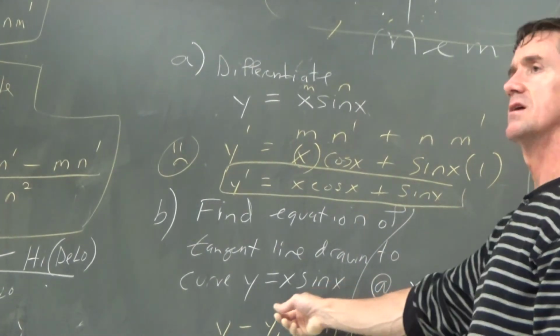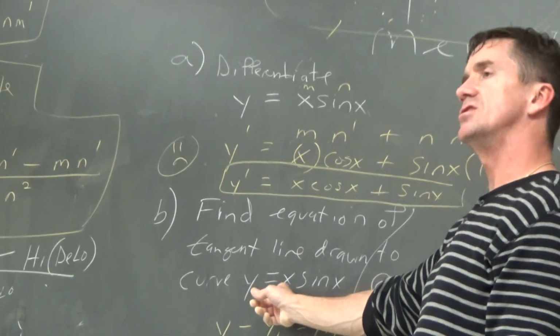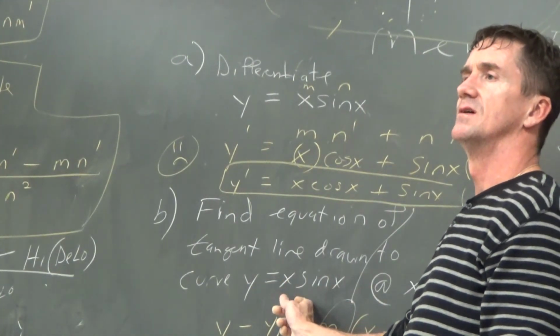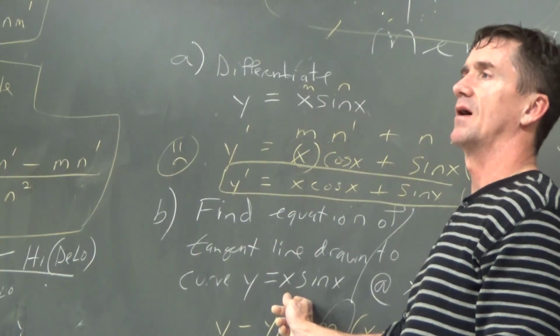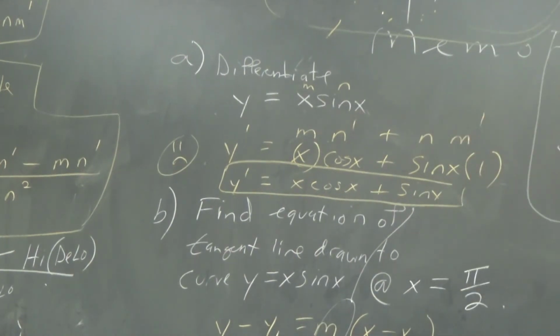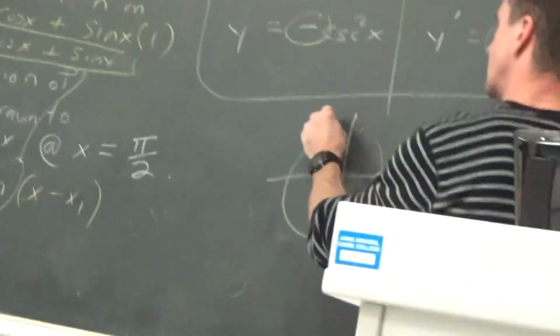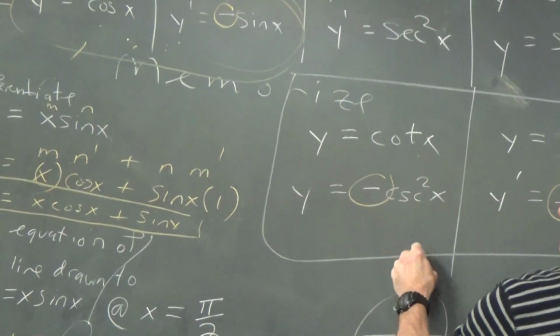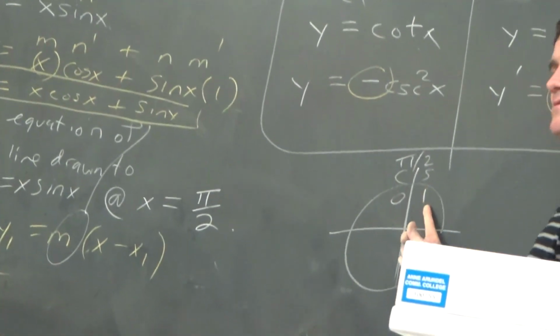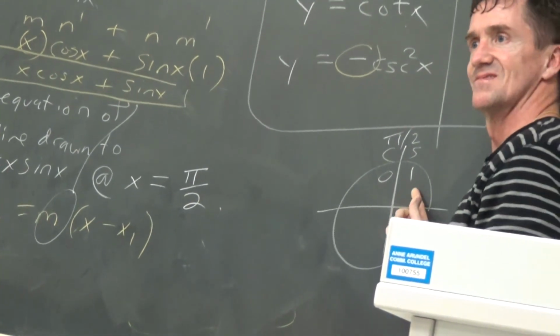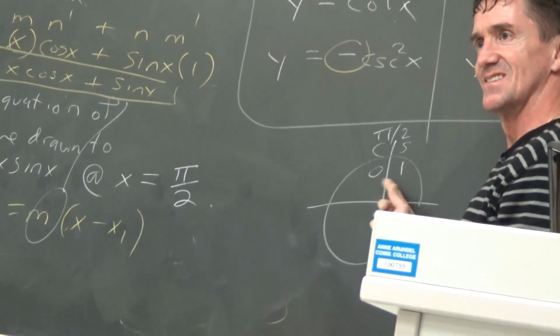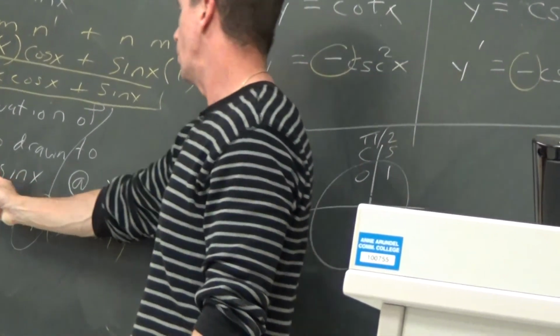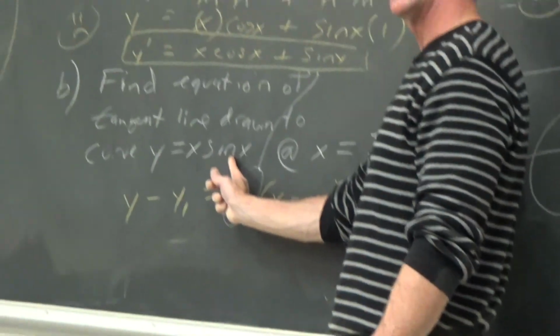So what is pi over 2 times sine of pi over 2? You go, well, I don't know sine of pi over 2. The unit circle thing, remember? Remember the Charlie Sheen thing? What's the sine of pi over 2? One. Sine of pi over 2 is 1, so what is pi over 2 times sine pi over 2?